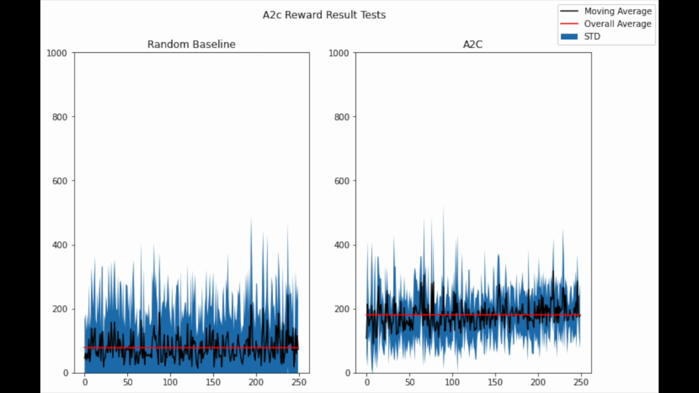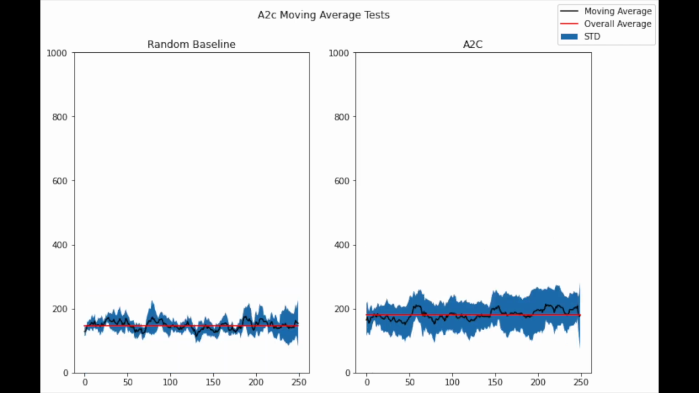The same thing can be seen for A2C. In the case of the reward results, there is a trend that shows that the A2C model beat the random baseline, and this can be seen again in the moving average. So both of our models consistently beat the random policy, so we succeeded.